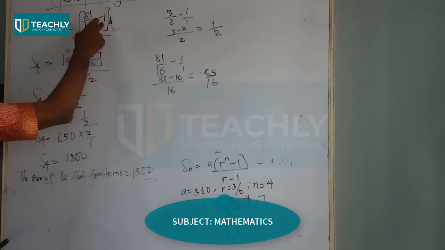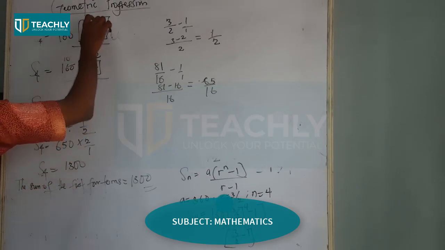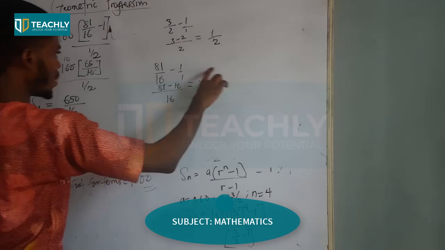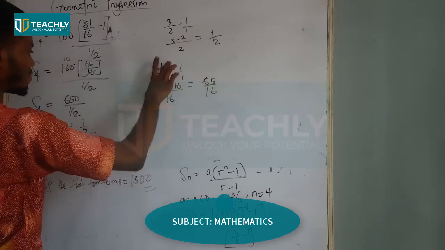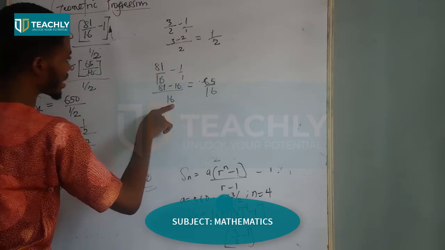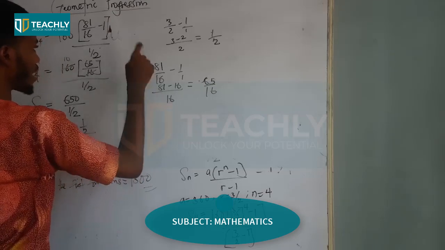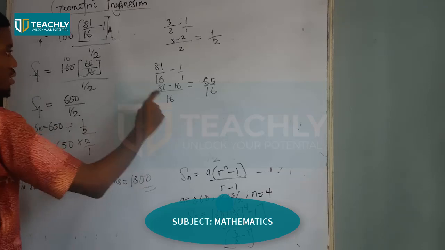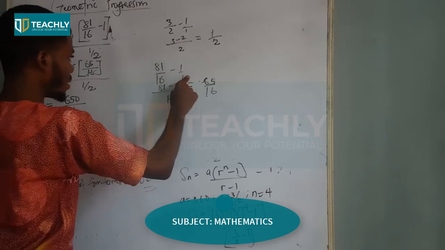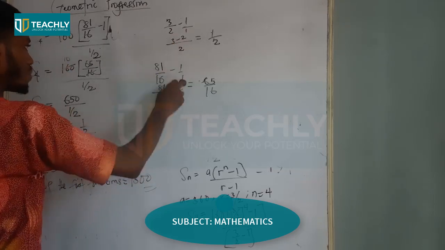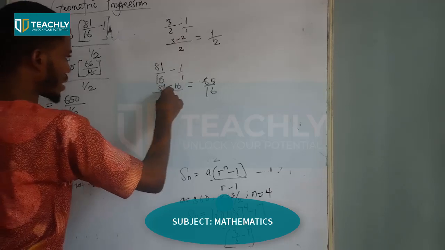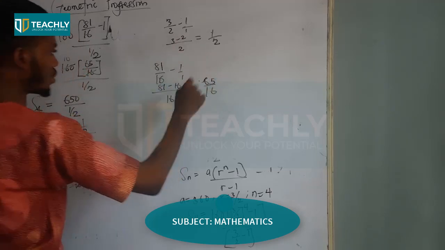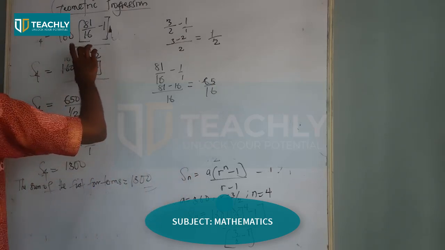16 minus 1. So now when I did this, I brought it out, I did this separately. And then I found the LCM of this one to be 16. And then 16 divided by 16 gives me 1, times 81 will give me what? 81. Then 16 divided by 1 will give me 16, times 1 gives me 16. So 81 minus 16 is what? 65. Then over 16. And I brought it back into this place.